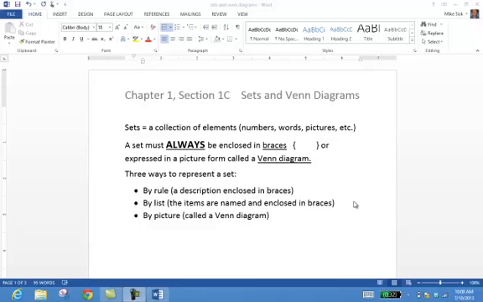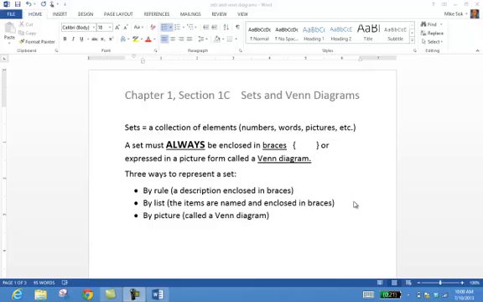A set is nothing more than a collection of items. We like to use the word "set" a lot. It could be a set of numbers. It could be words. It could be pictures. It could be diagrams, just as long as it's a collection of items that we can express. We can do this in one of three fashions.